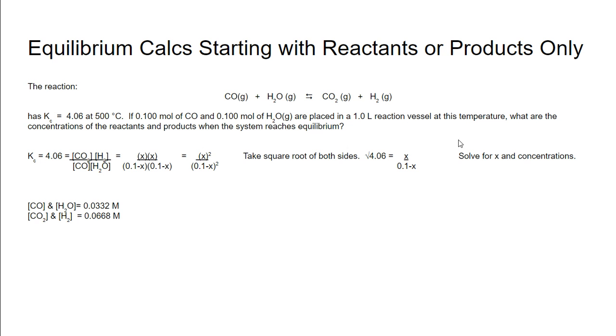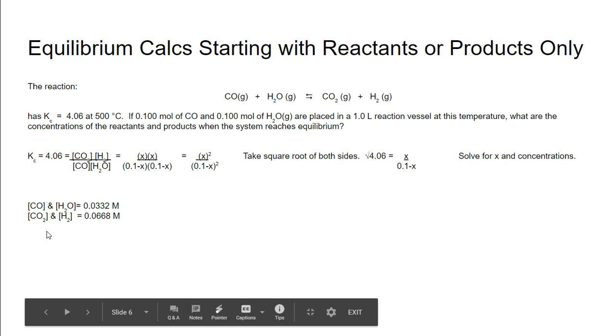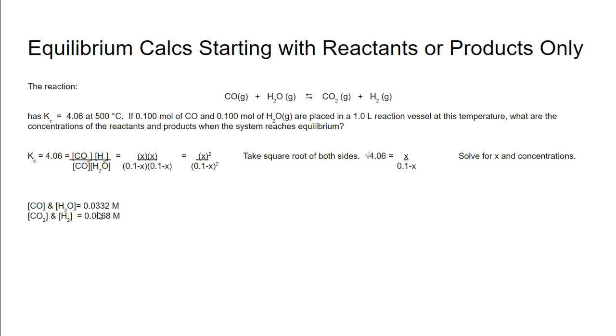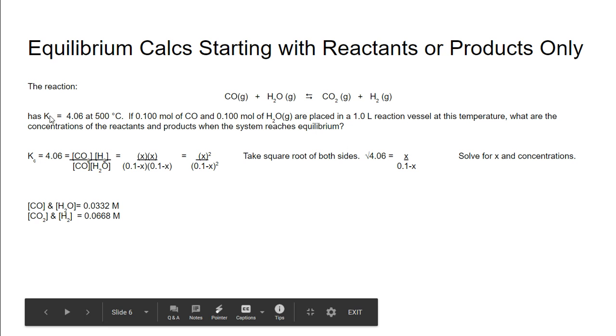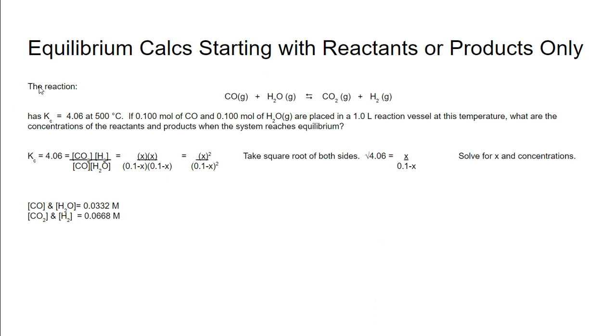Then we're going to solve for X here. When you solve for X, you'll get these values down here. X equals basically 0.0332. And then you subtract 0.1 minus 0.0332, and you get 0.0668. So that's pretty much how you're going to do the last three problems at the end there.